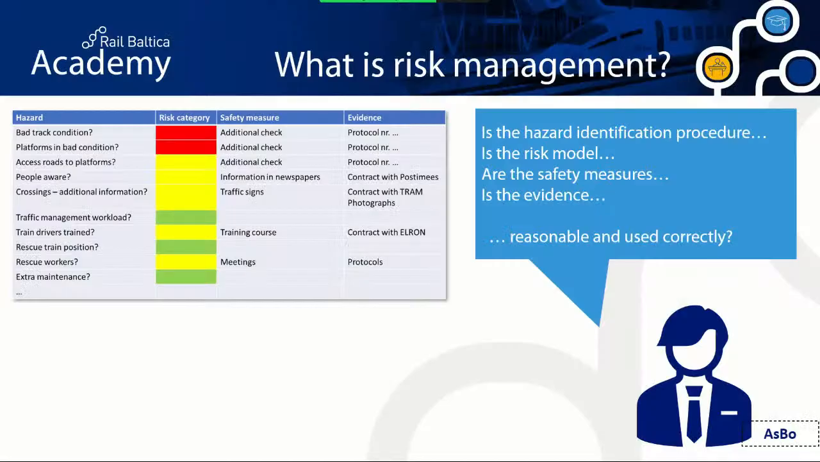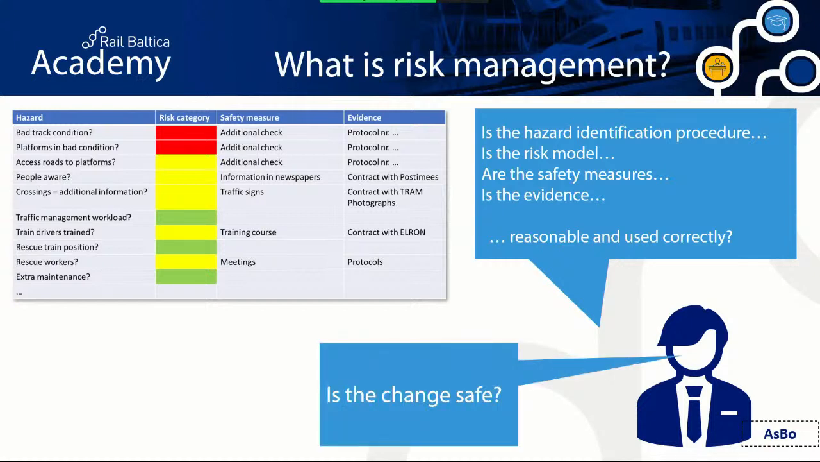But I will give you 5 seconds now to think about which question is not on this list. I'm interested if you can think about it. What does ASBO not ask about? They will not ask us, is the change safe?